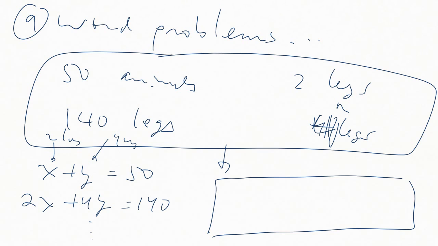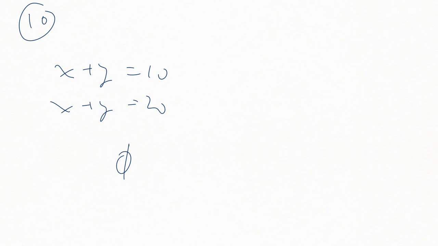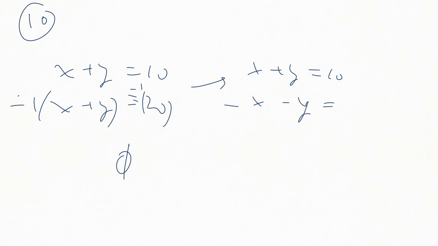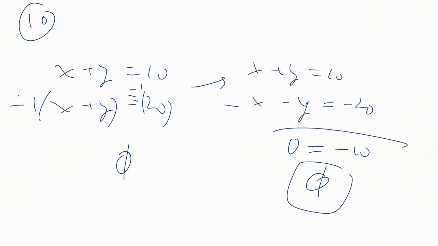On the 10th day, I would have systems of equations that have no solution. And we want to see why does it have no solution? Well, certainly if we do the process, we end up with something kind of weird. X plus y equals 10 and minus x minus y equals minus 20. And we end up with 0 equals negative 10. So that's one kind of, it's not really a convincing reason, but it is a weird thing that happened.